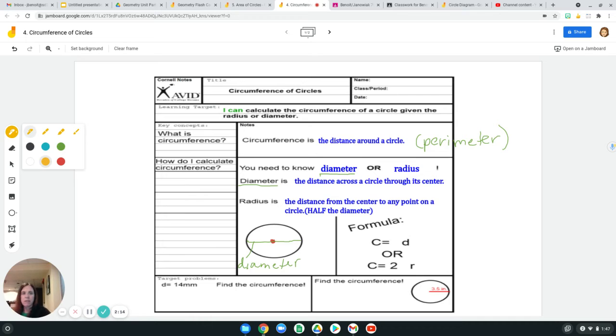Radius, let's do that in gold. Radius is the distance from the center, so start at the center, to any point on the circle, which means it's half the length of the diameter. So you start at the center and go to any point on that circle. That's your radius. And you can see it's half the length of the diameter. Oh, my writing is terrible. Radius.